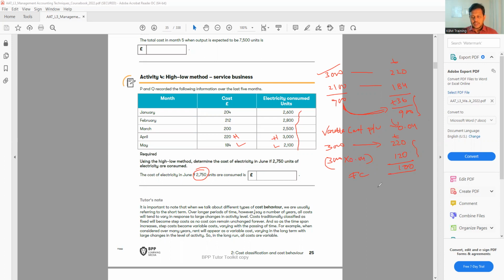All right, so then we have to calculate for the 2,750 units. It is very simple. So 2,750 times 0.04, and that will give us my total variable costs. So how much is it? 2,750 times 0.04. That will give us 110. So 110 is the variable cost, and the fixed cost I already have, that is 100. So fixed cost will be plus 100, and that will give us 210 total cost. So that's my 210.